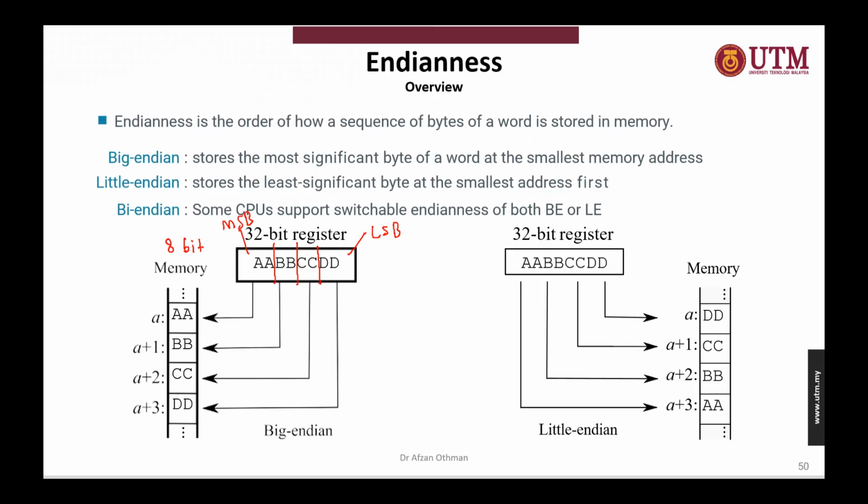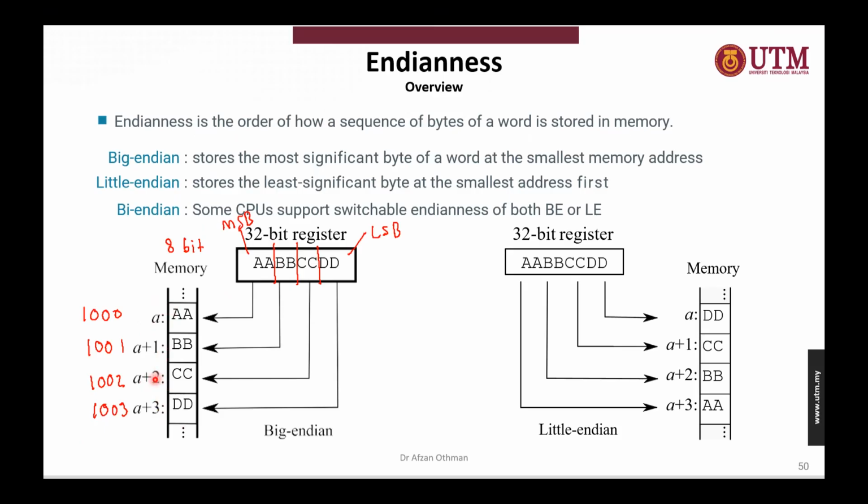Now we are going to look at the memory address. If you're dealing with memory, we have a memory address here. Assume that this memory address is 1000, 1001, 1002, 1003. So that's why you can see here is A plus 1, A plus 2, and A plus 3.